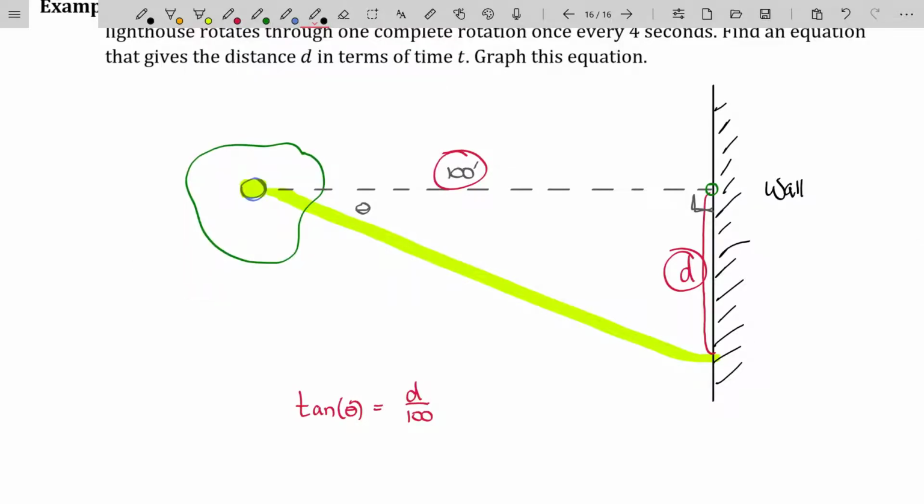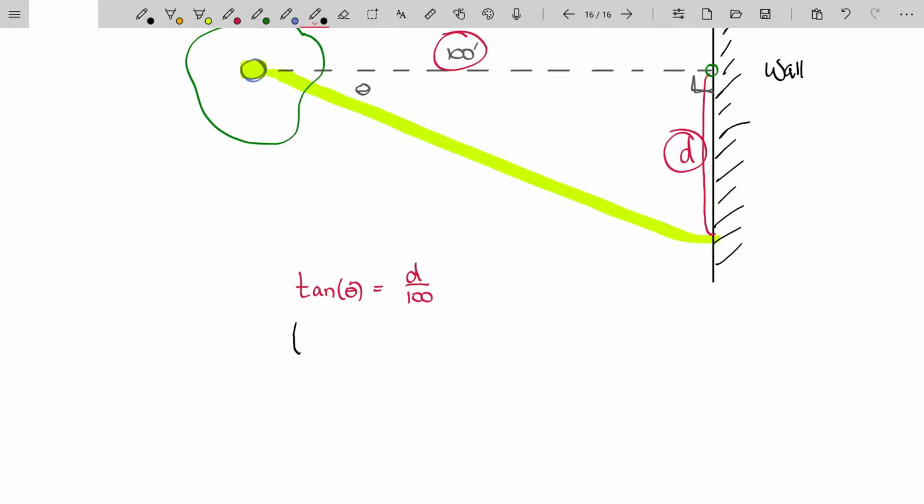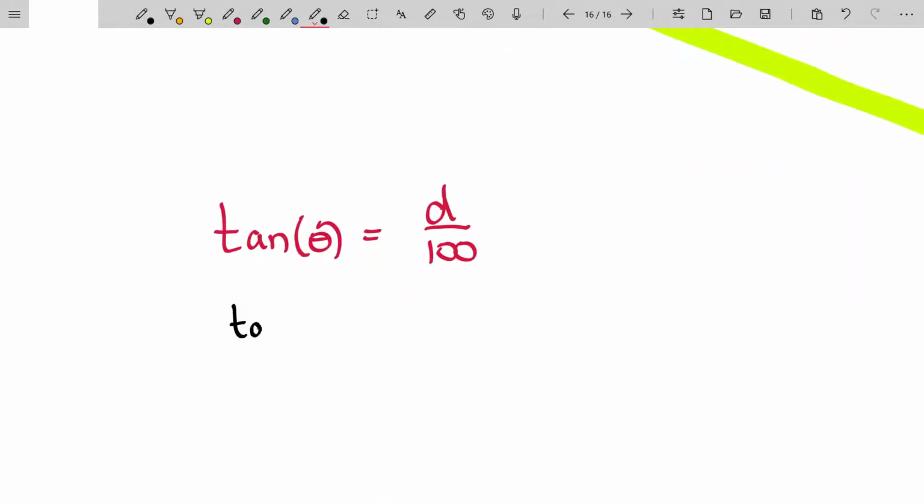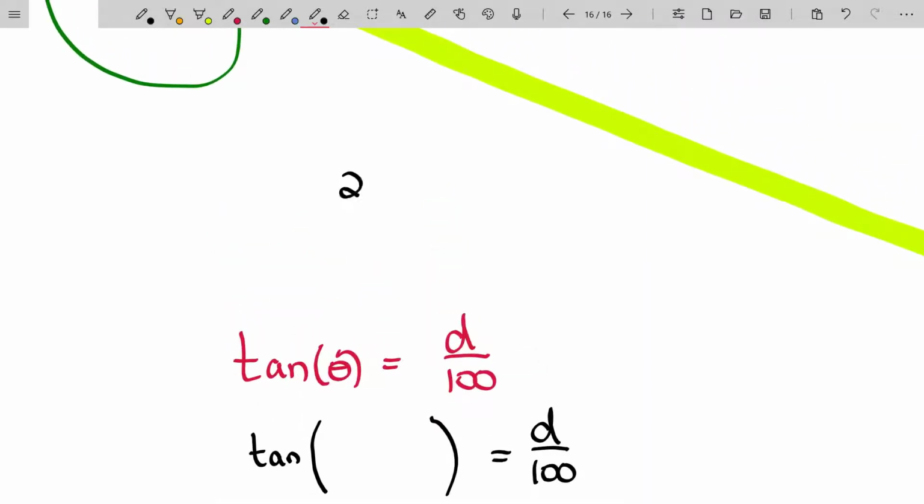There we go. And let's trade it out for something a little bit better. So tangent of, well, I would like to trade theta out for something involving time. It goes through 2 pi radians every 4 seconds. Now remember, radians is a unitless measure.